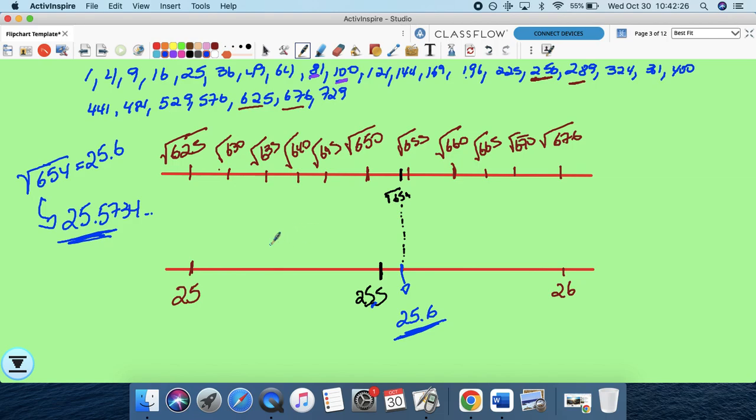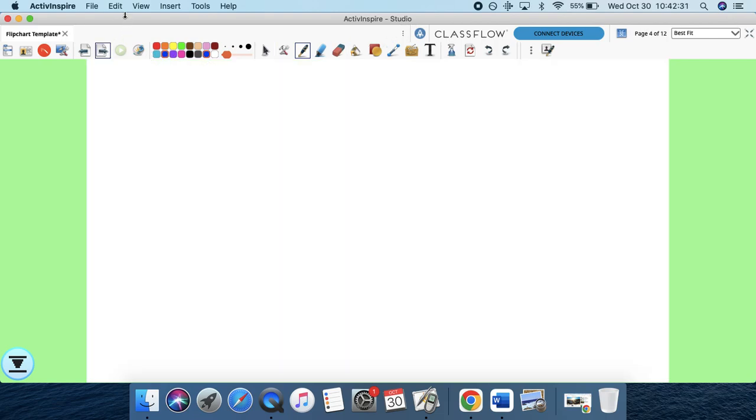Okay, so that's the first method. The second method, which we'll do much more tomorrow, is a little more complicated. It has, like I said, more steps. So let's do the first one. Square root of 99. And we're going to do this to three decimal places. So let's get the setup.